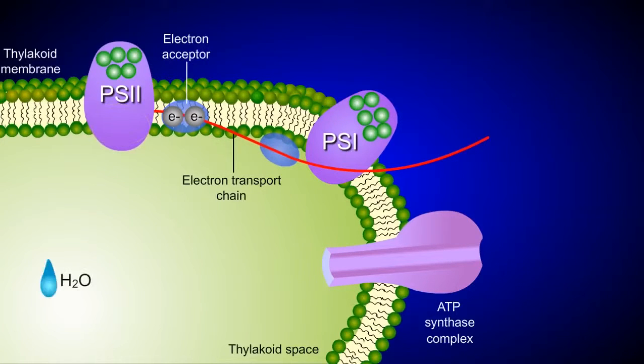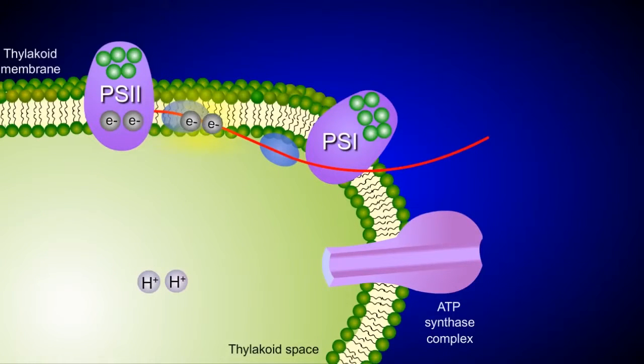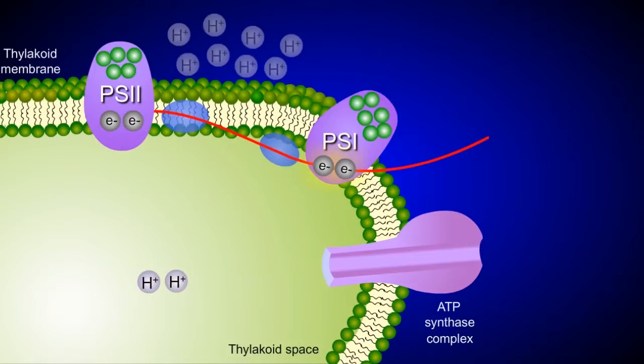the transport chain. Meanwhile, to replace the electrons leaving photosystem 2, water is split, releasing oxygen, 2 hydrogen ions, and 2 electrons. The first set of electrons continue to move down the electron transport chain, releasing stored energy as they move. This energy is used to create a hydrogen ion gradient.